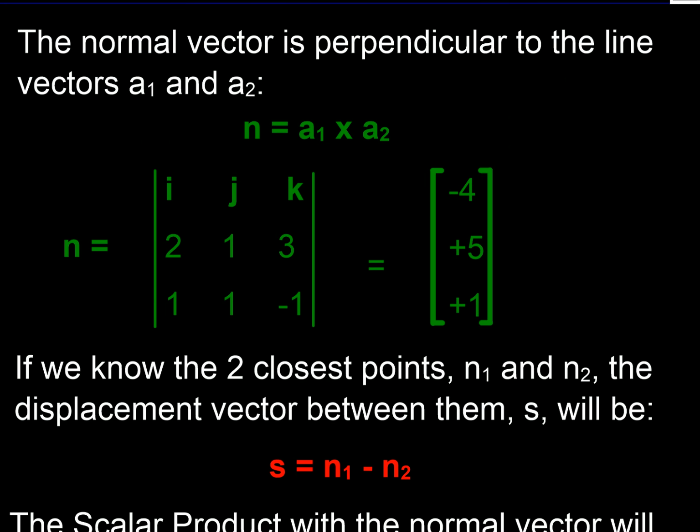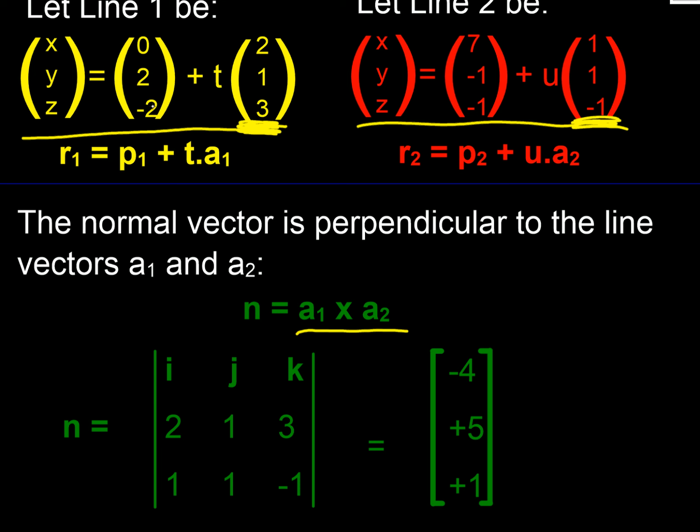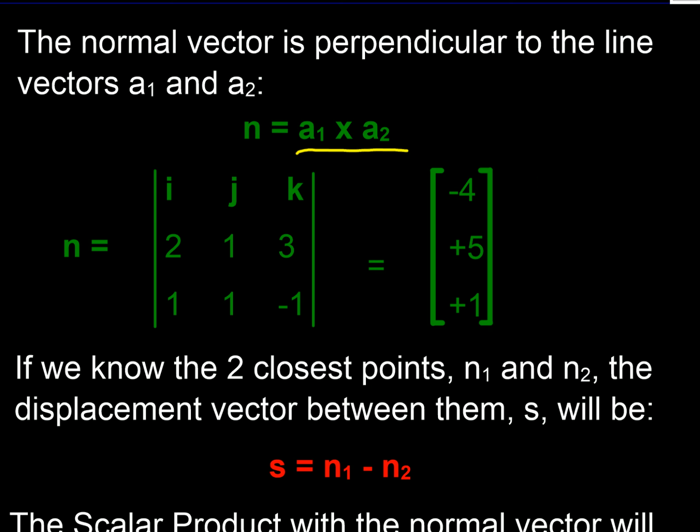So I'm doing the cross product of the A1 and A2. I take my line vectors, the two line vectors there, and I sub them into the 3 by 3, and then I find the determinant. So I can find immediately that the normal vector, the one that's normal to both the line vectors, the one that's at right angles, is the vector -4 plus 5 plus 1.